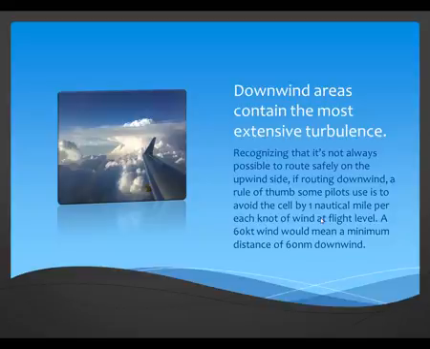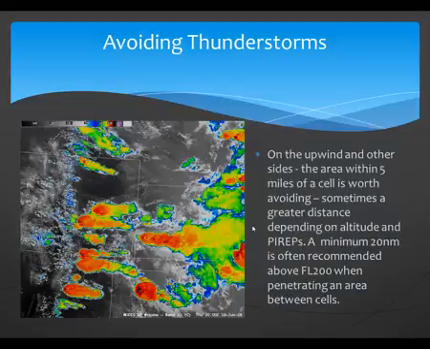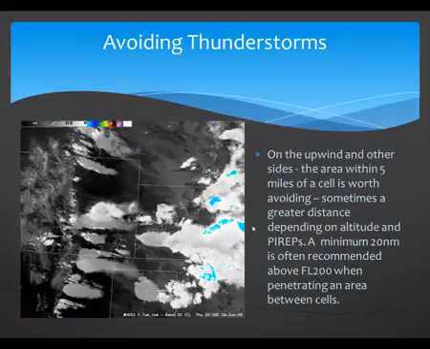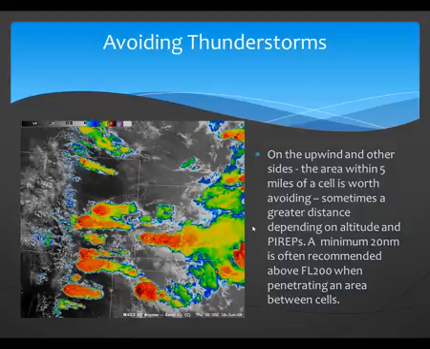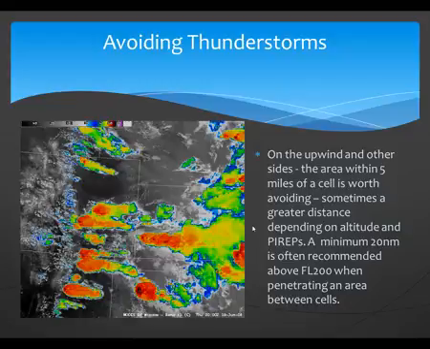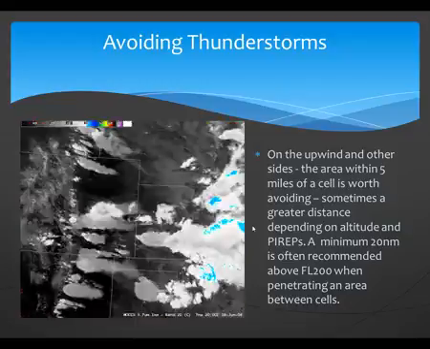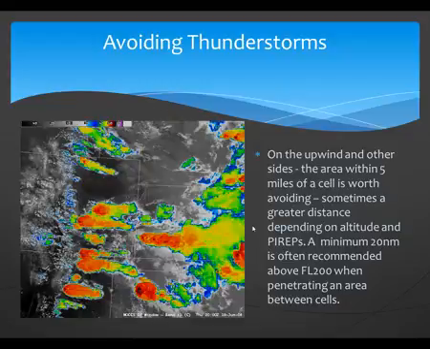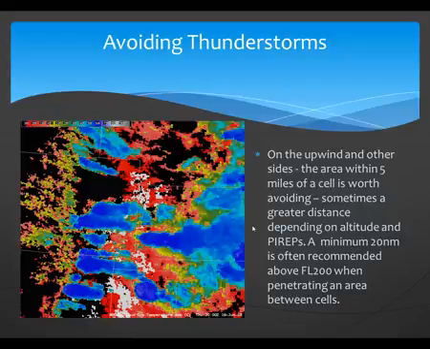And recognizing that it's not always possible to route safely on the upwind side, if routing downwind, a rule of thumb some pilots use to avoid the cell is to avoid it by 1 nautical mile per each knot of wind at flight level. A 60-knot wind, therefore, would mean a minimum distance of 60 nautical miles downwind. On the upwind and other sides, the area within 5 miles of a cell is worth avoiding, and that sometimes is a greater distance depending upon the altitude and PIREPs. A minimum 20 nautical miles is often recommended when flying above 20,000 feet and when you're penetrating an area between cells.